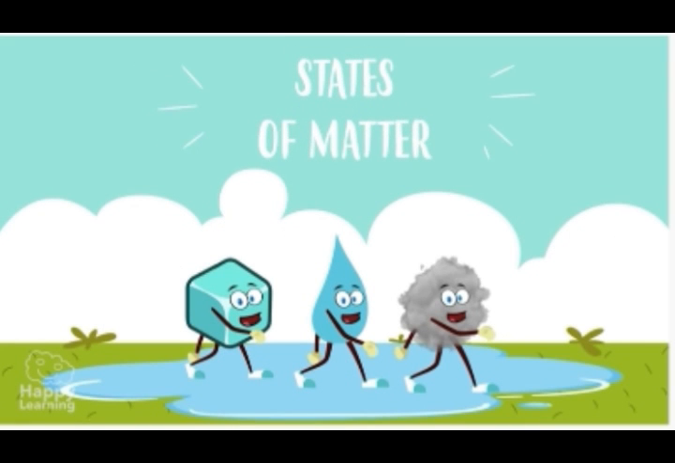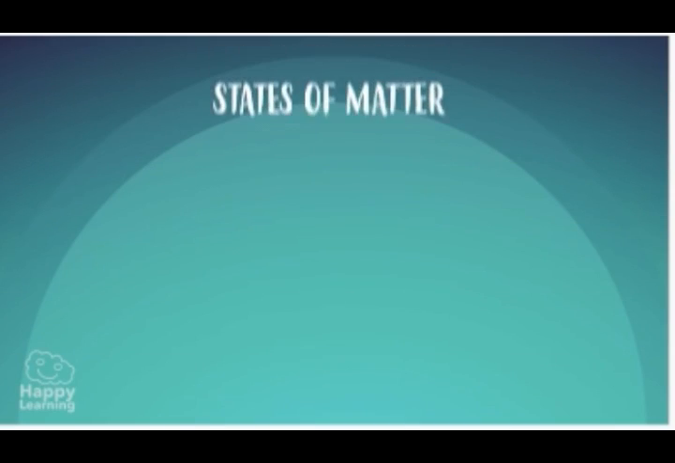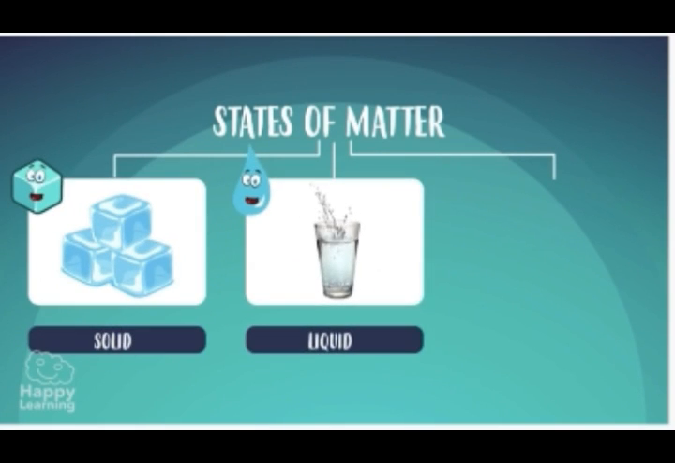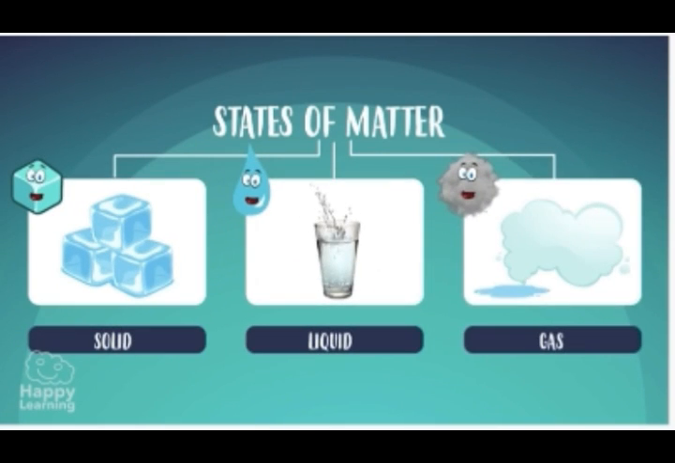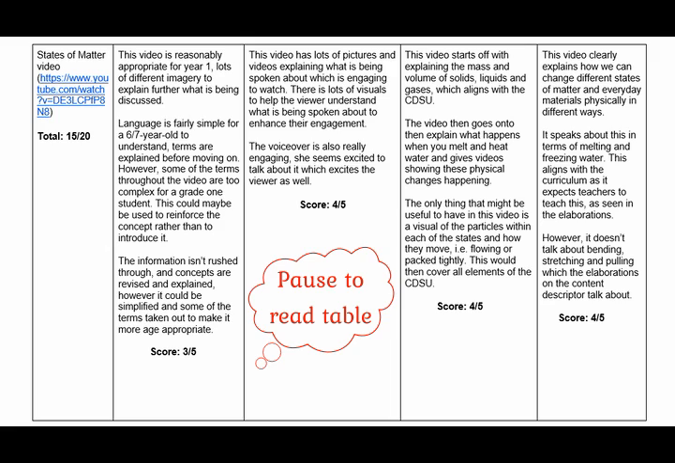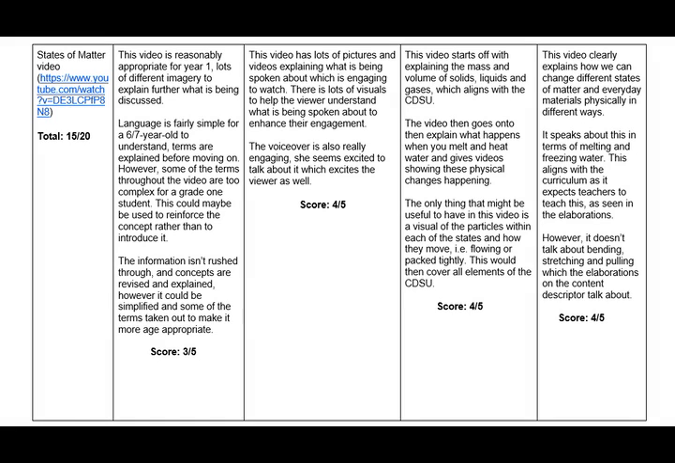The third resource is a YouTube video explaining the states of matter, which was rated quite highly throughout the criteria and gave a score of 15 out of 20. The video explains the states of matter and how we can change them into different states through heating and cooling. It aligned well with the CDSU and curriculum category. This video is engaging through the use of pictures, however some of the terminology used is way too advanced for Year 1 students as they would struggle to understand.